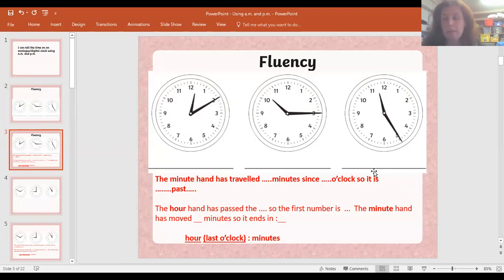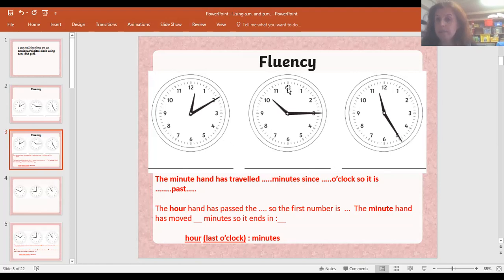Okay, now I want you, and my class always point to the words like this, they point to them as they're reading. I want you to point to those words. I want you to say, look at this one here, and I want you to say the minute hand has travelled how many minutes past? So it's travelled 5, 10 minutes since 12 o'clock. So it is 10 past 12.